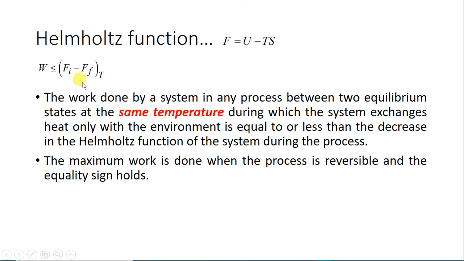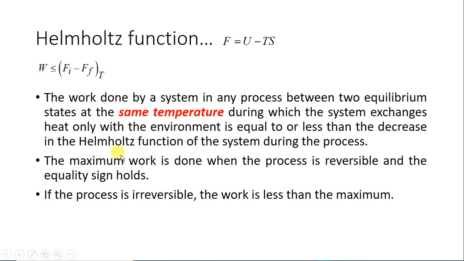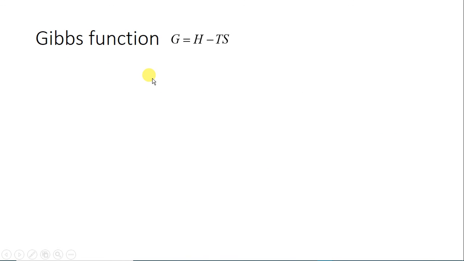Now when you get the maximum work, W will be equal to W max, then the process is reversible, and then you will get the equality sign. If the process is irreversible, then W will be less than Fi minus Ff at constant temperature.